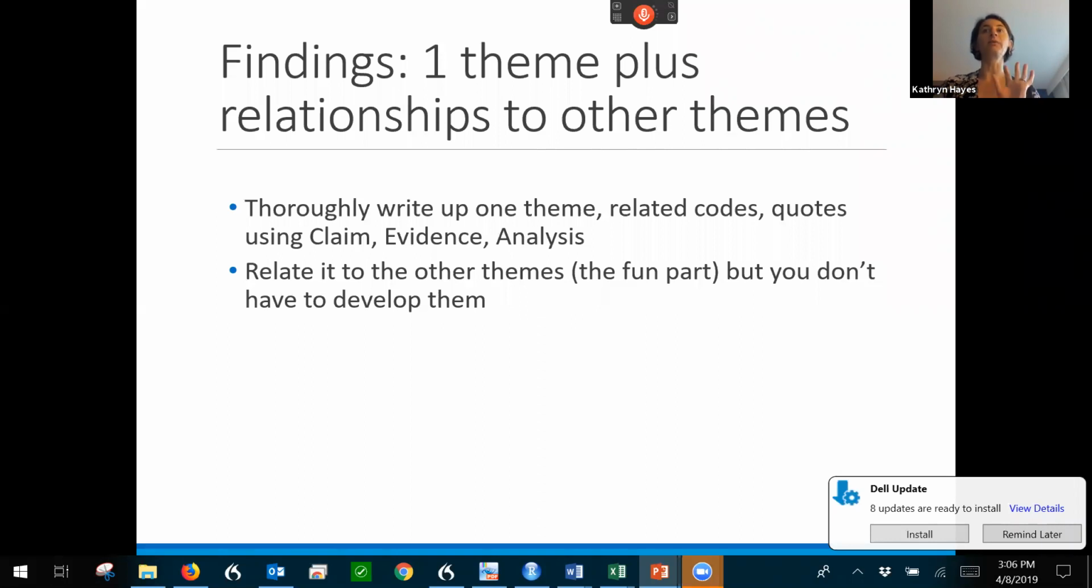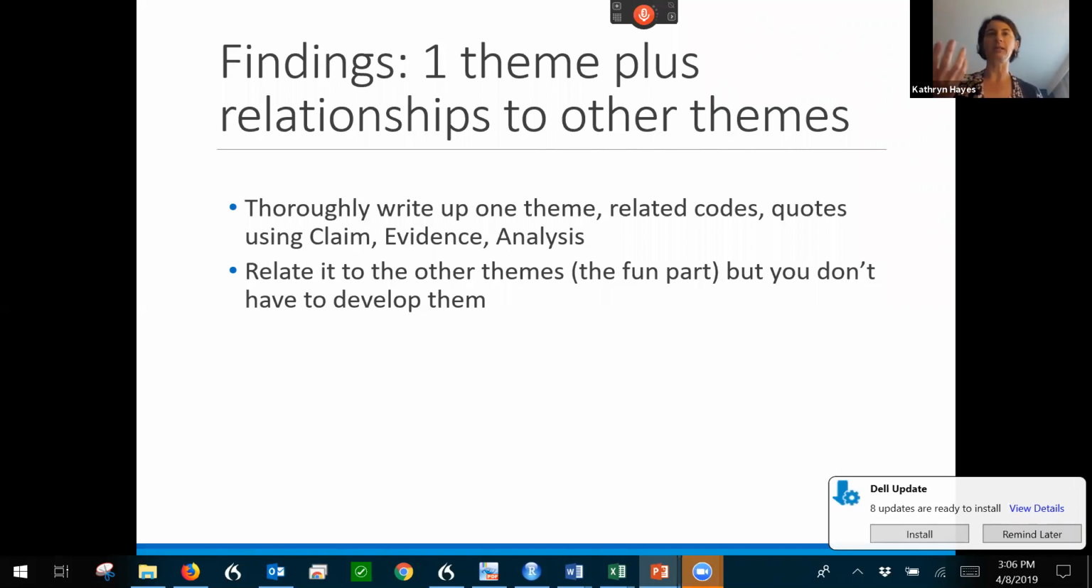Okay, and again, this is just a preview, so I'm not going to get that much into it. But the idea is you want to make a claim about what you see in your data, about what that code is all about. That might be the definition of the code. It might be what the code means or what it's doing. You want to provide evidence in the form of quotes.